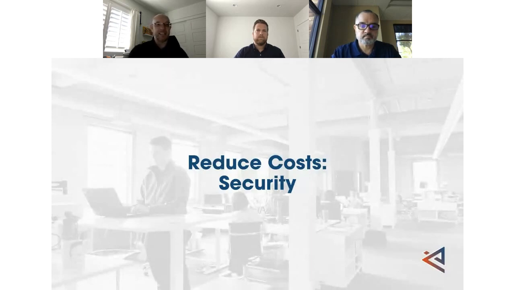MFA is huge, right? We live in a world now where, unfortunately, there's still weak passwords, but even a strong password is not necessarily enough. So MFA is huge to go along with that. Great points. Thank you.